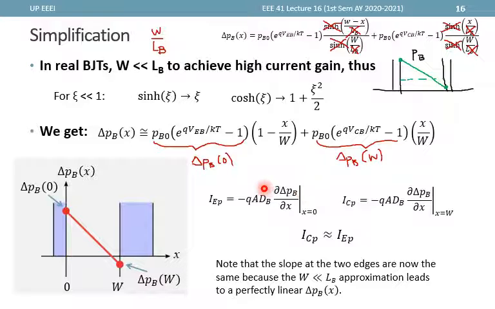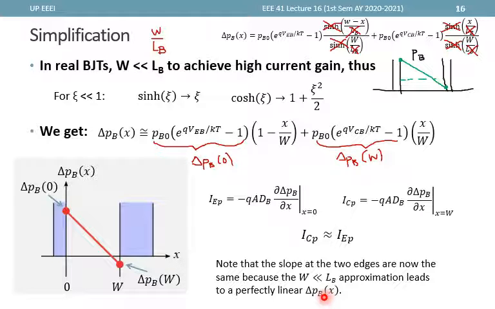Now, we want to get the currents based on this one. So IEP is again this one, evaluated at x equal to 0, and this one evaluated at W. But since this is linear, the slope at this point is just the same as the slope at this point, and therefore these two equations will end up being the same. So note that the slope at the two edges are now the same because W is much less than LB. This approximation leads to a perfectly linear delta PB over x.